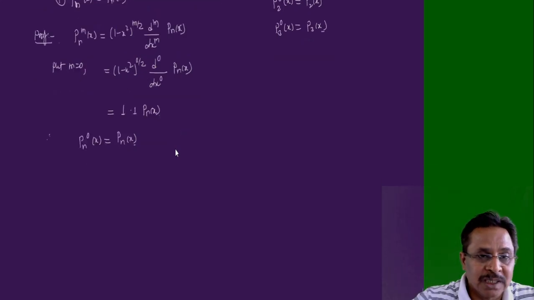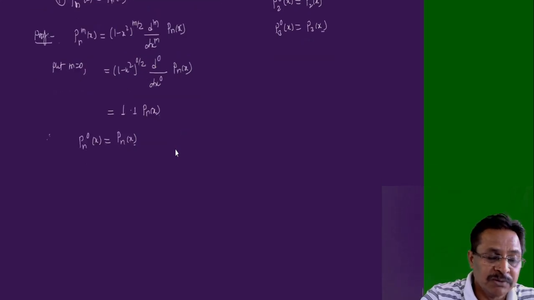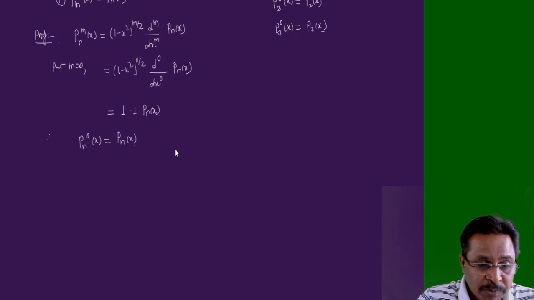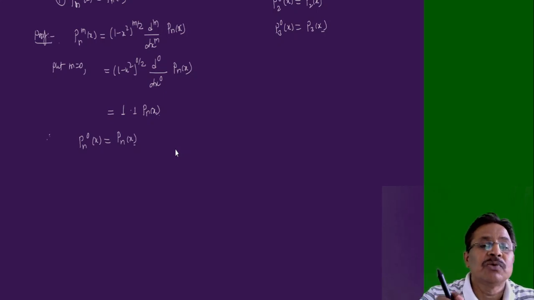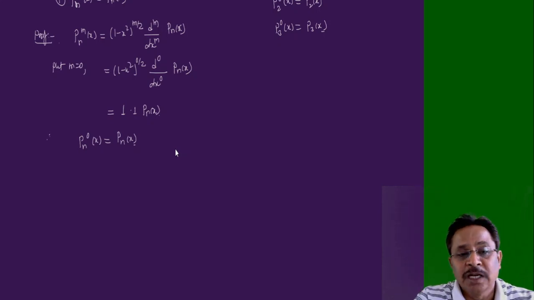In some of the question papers which I have just now discussed before starting this lecture, we will find that this type of question has already been asked in the examination. So for that you must know how to get the associated Legendre polynomial from the ordinary Legendre polynomial.